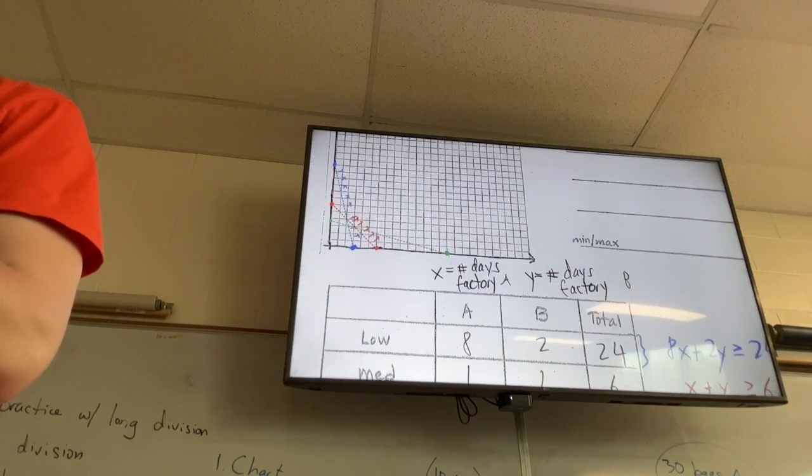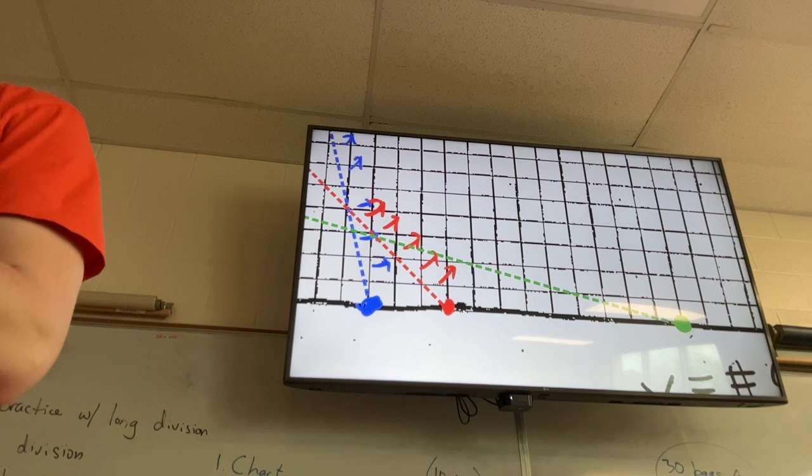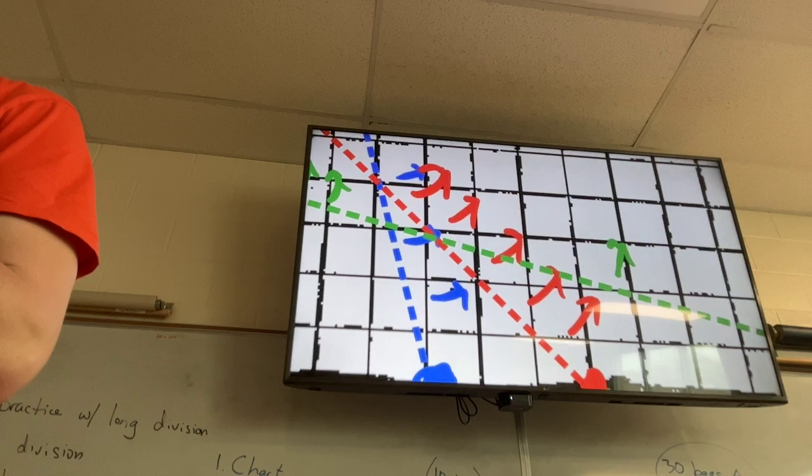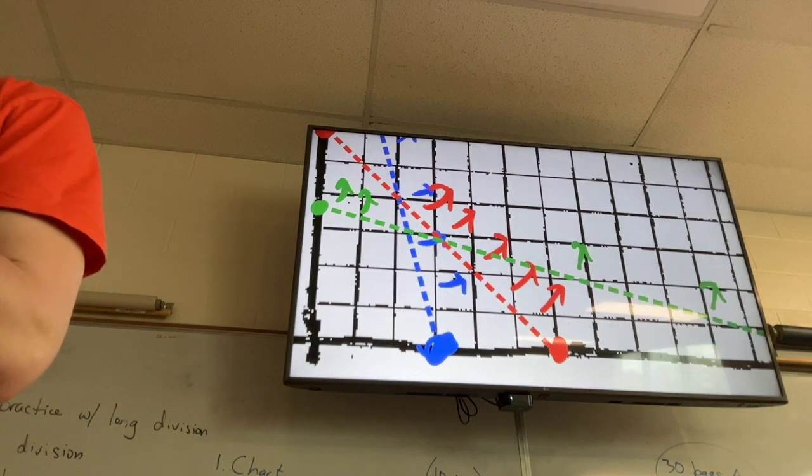Above. So where am I gonna shade? Where's my yellow region here? See that little tiny triangle right here? Okay, I need a skinnier highlighter. There we go. That's our answer region, okay?